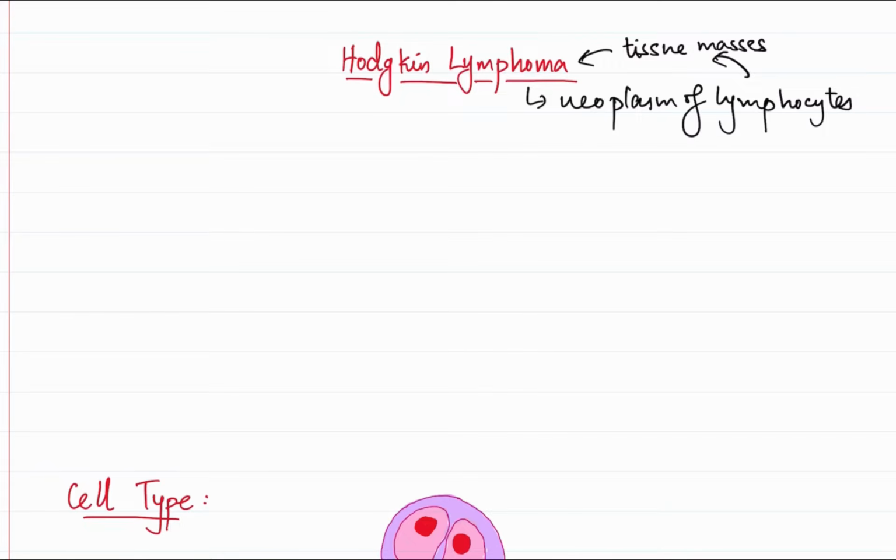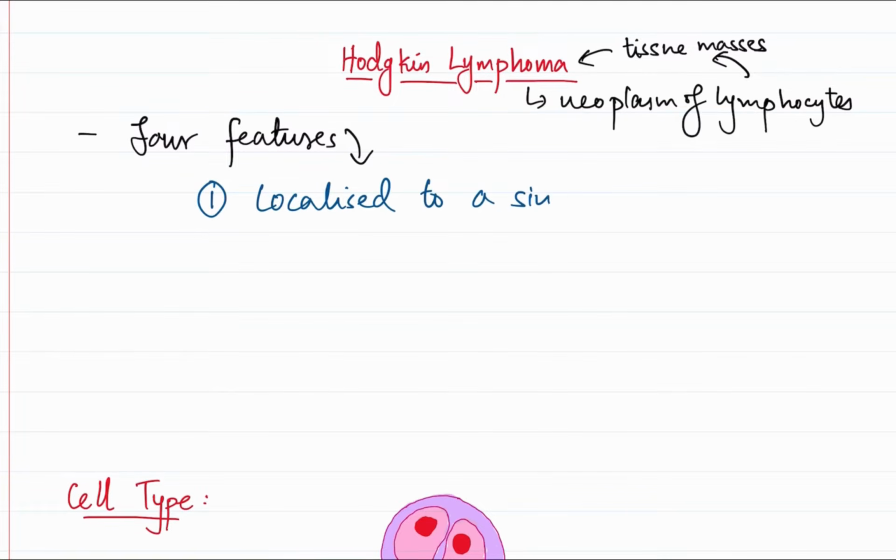Now, the lymphoma is broadly classified into Hodgkin's lymphoma and non-Hodgkin's lymphoma. Now, how do we differentiate between these two? They are differentiated by 4 features. So let's speak about the features of Hodgkin's lymphoma. First and foremost, Hodgkin's lymphoma has a really classic presentation with the lymphadenopathy localized to a single node or group.